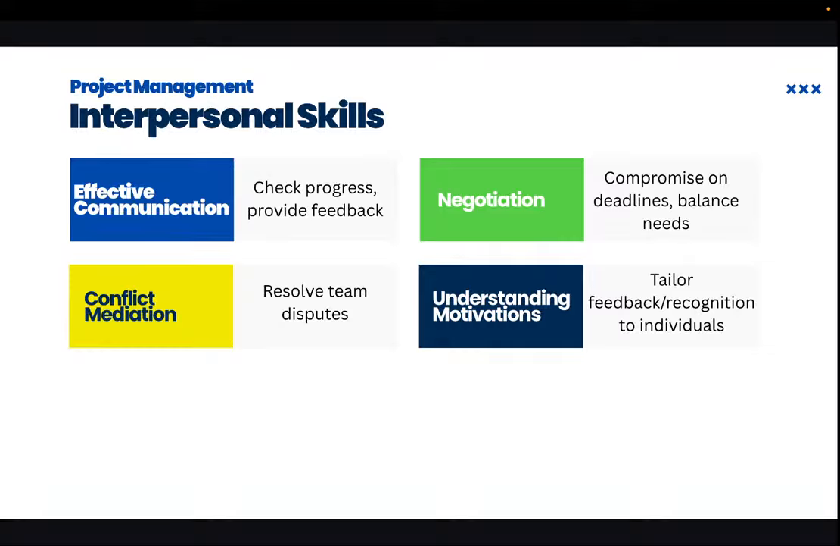So you need to have very good negotiation skills, and then you also need to have conflict mediation skills. Sometimes there can be team disputes. So as a project manager, you have to know how to be a mediator. You should know how to resolve team disputes, because if there are team disputes, it's going to affect the progress of the project. So you need to have that as well. And you also need to understand motivations.